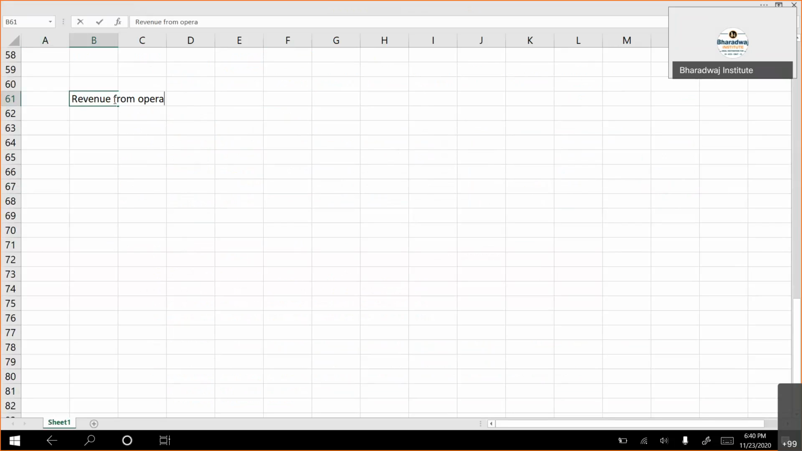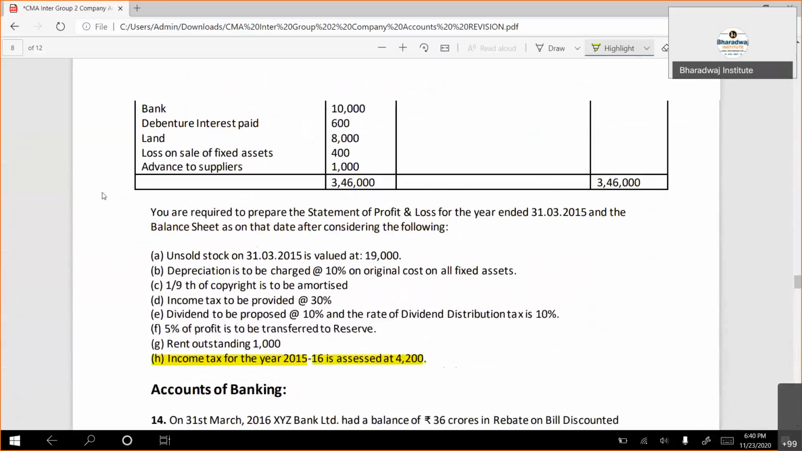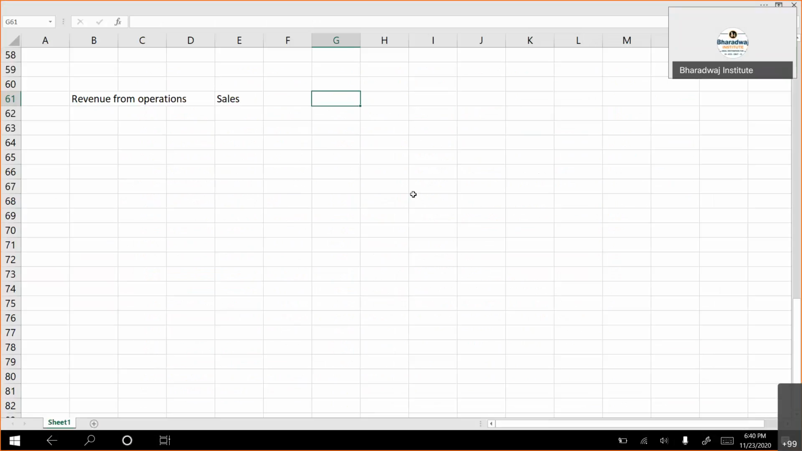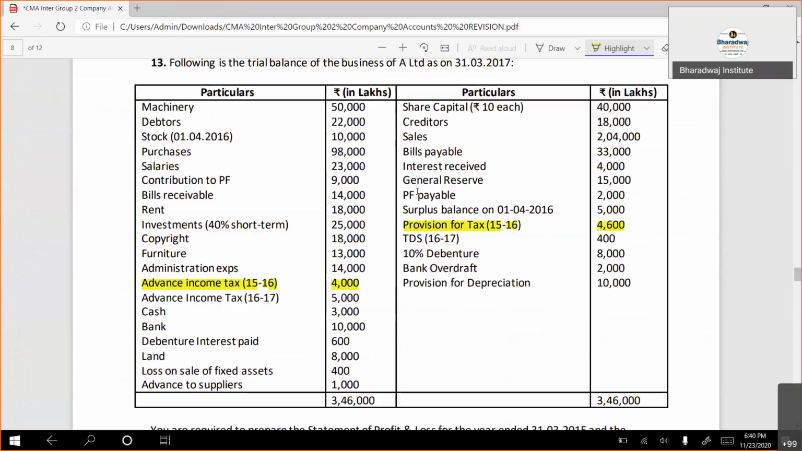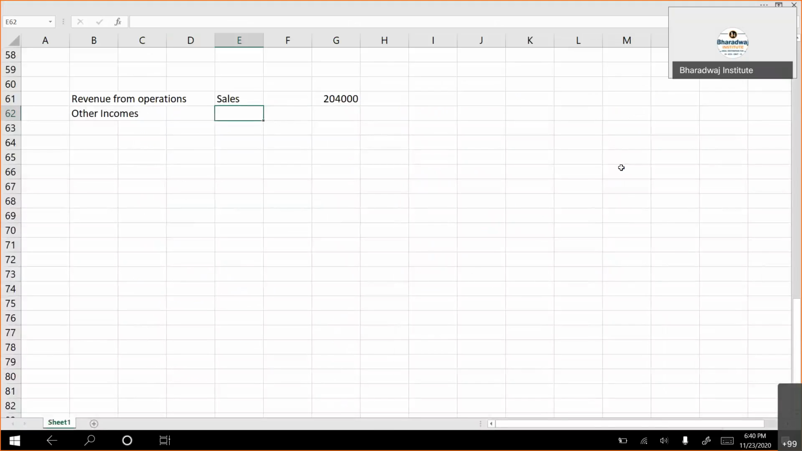Revenue from operations is nothing but sales. What is the revenue from operations? 2,04,000. Then other incomes. What will come in other incomes? Interest received will come in other income. Interest received 4,000. Any other income like profit on sale of fixed asset, dividend received, commission received? No other income. So this goes as total income.